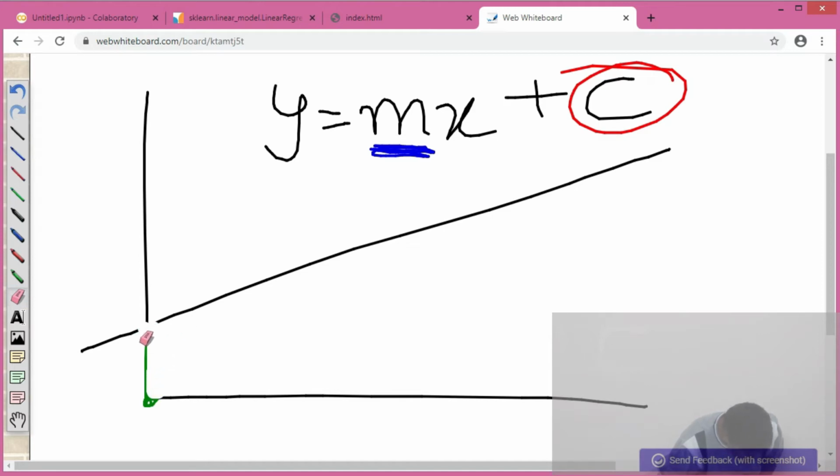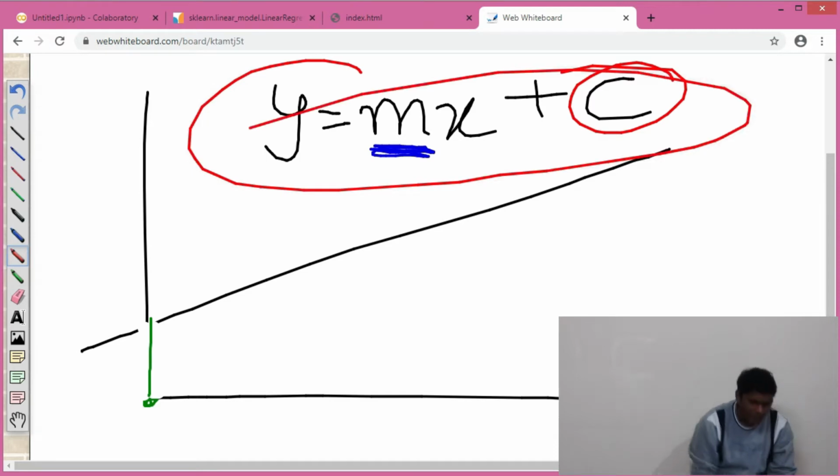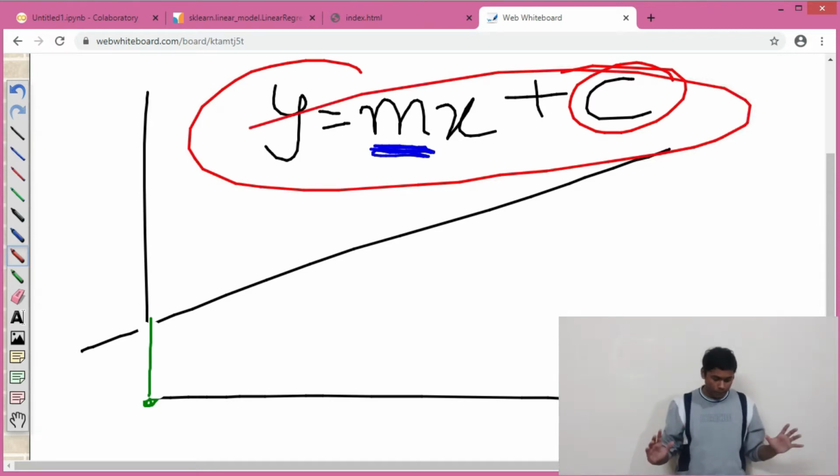Okay, so it is exactly the distance from here till here. Yes, I erased it. It doesn't matter. So it is this distance right there. Now I hope that you really understand what this one equation, y equals mx plus c, really means.